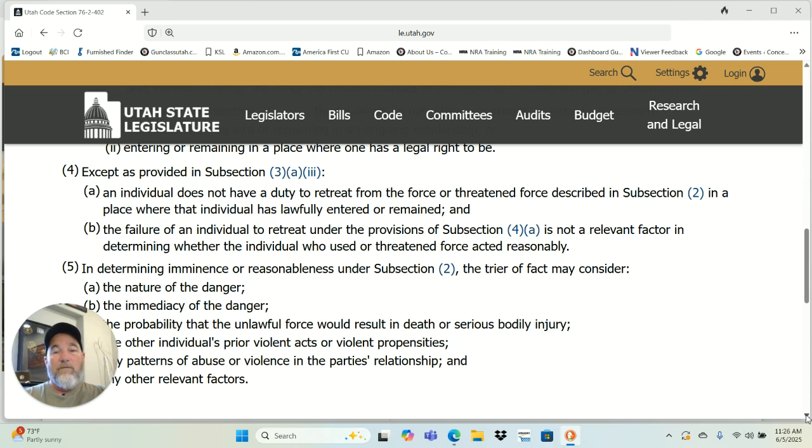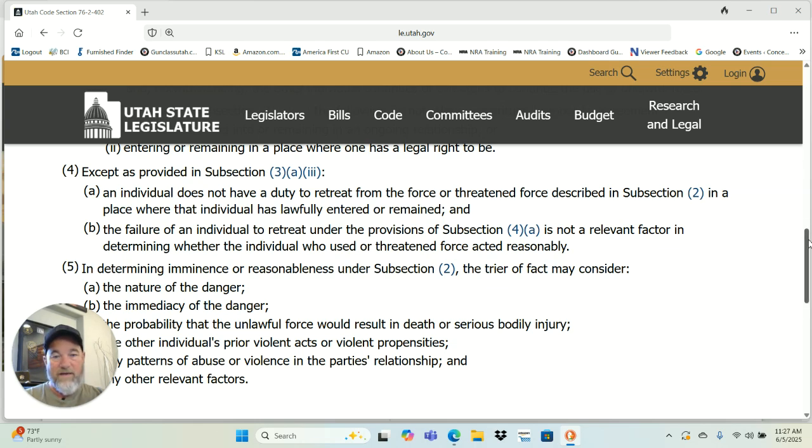Paragraph 4 says that there is no duty to retreat as long as you have entered and remained in a place that you have a lawful right to be. There's no obligation under the law to retreat from the danger. And failure to retreat, even though you could have done so, could not be used as evidence against you in a criminal trial. Now, I would say if it was feasible for me and something I could easily retreat from, did not endanger myself to do so, I would do it.